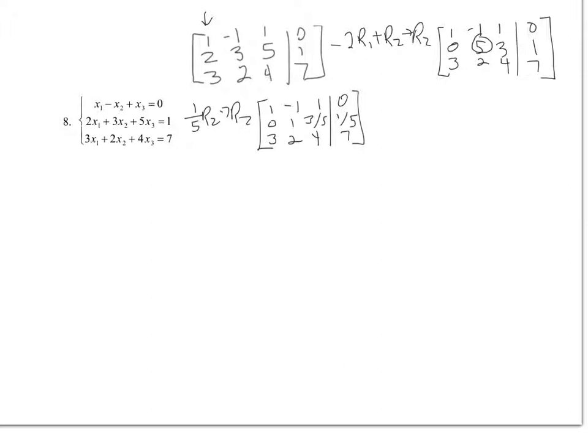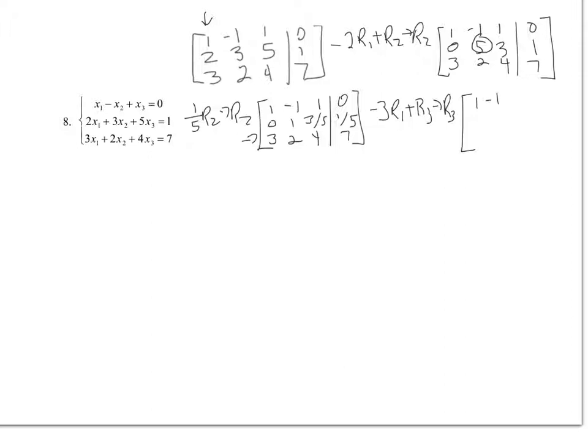Okay, so I'm good on the top row for now. I'm good on the second row for now. I need to make, on the bottom row, the 3 become a 0. For that to happen, I need to multiply -3 times row 1, add it to row 3, and that becomes my new row 3.